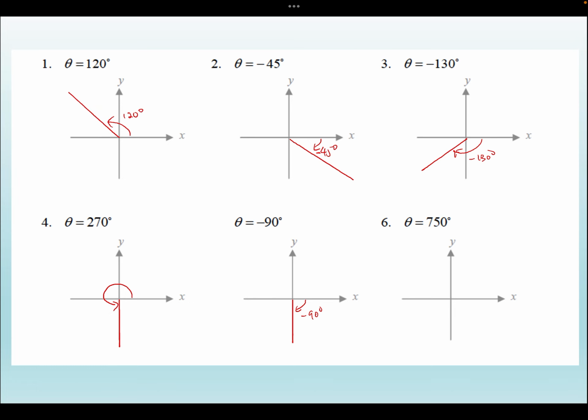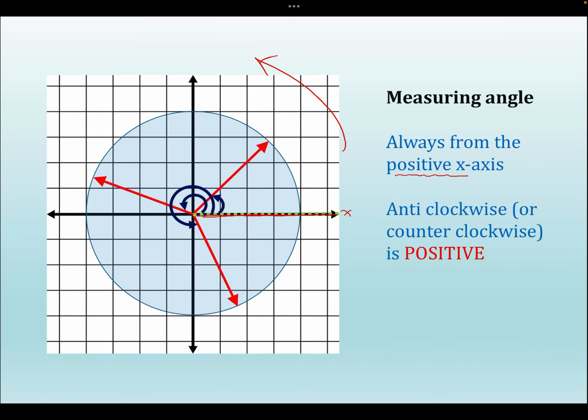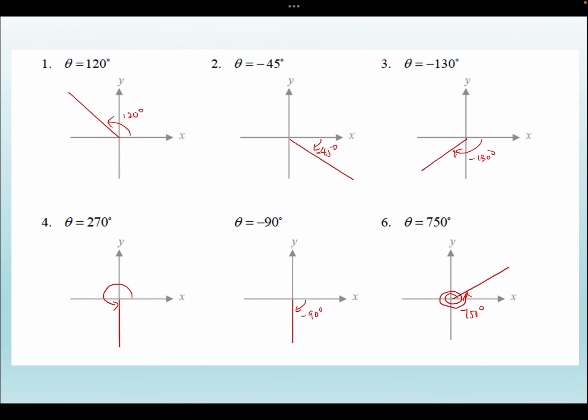When you come to number 6, which is 750 degrees, it means you have done several rotations. First rotation is 360. Second rotation is 720. And then you add another 30 degrees somewhere around here. So that would be your angle, 750 degrees. So realize that when you measure angle, clockwise is negative, counterclockwise or anti-clockwise is positive.